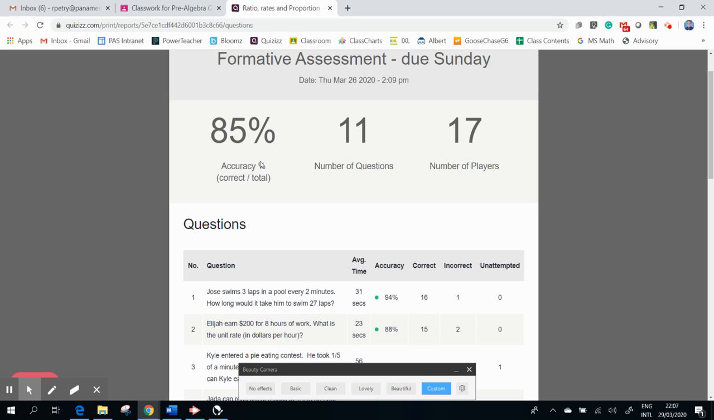Okay, guys, so in our second video now, I would like to talk a little bit more about a formative assessment that was due yesterday, 2 p.m. This is the report I got from Quizizz. You actually got 85% accuracy, for those who did it. There were 11 questions, and 17 out of the 21 students played via Quizizz.